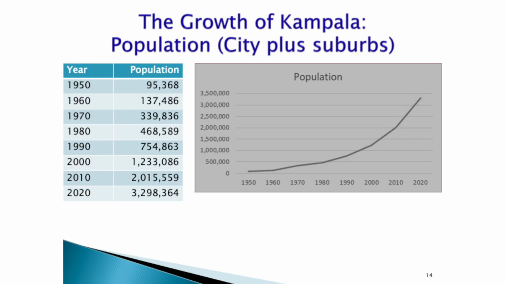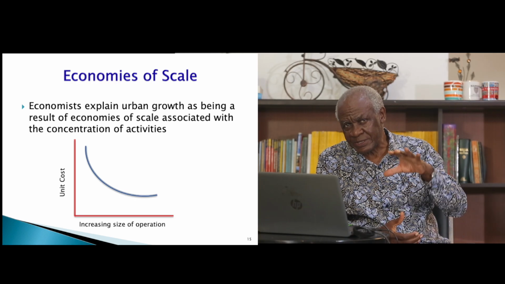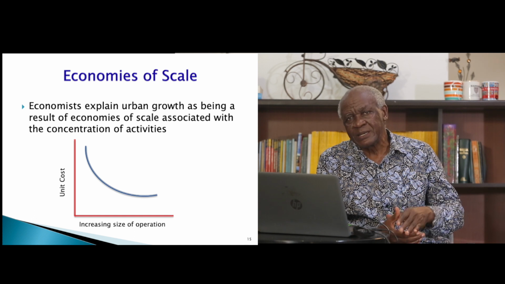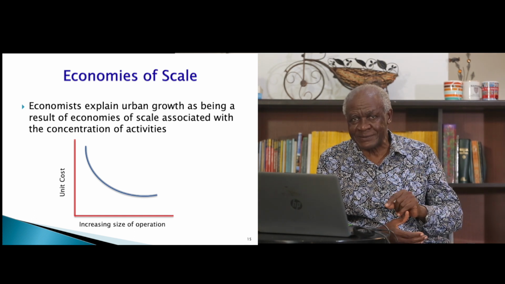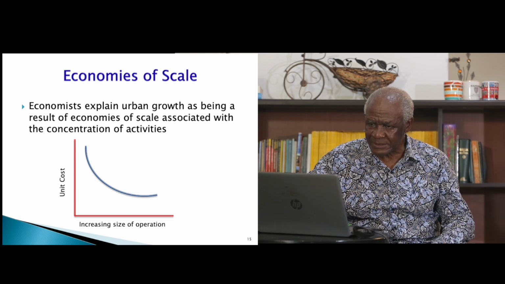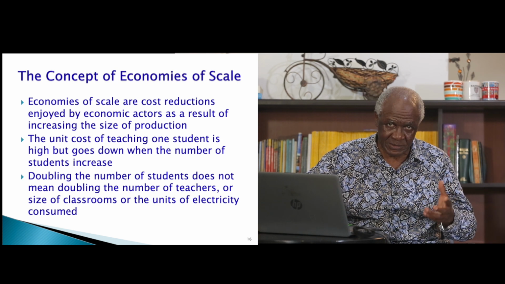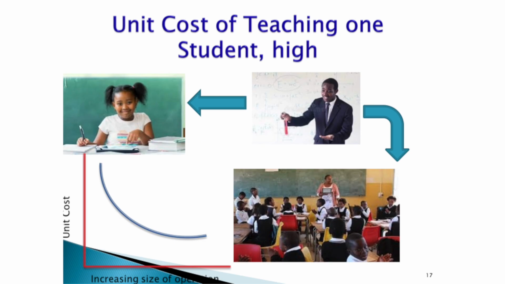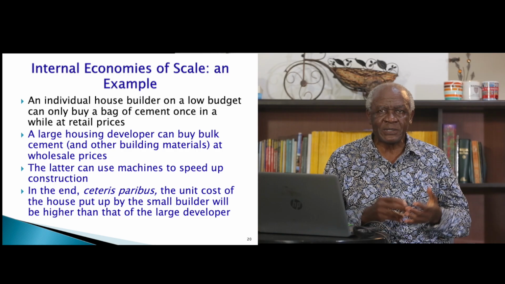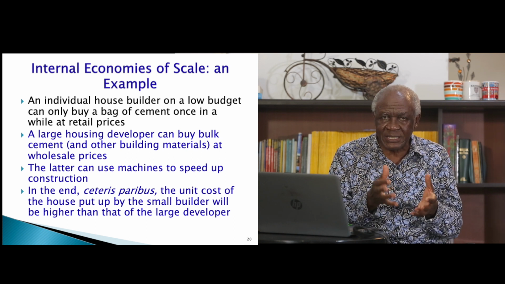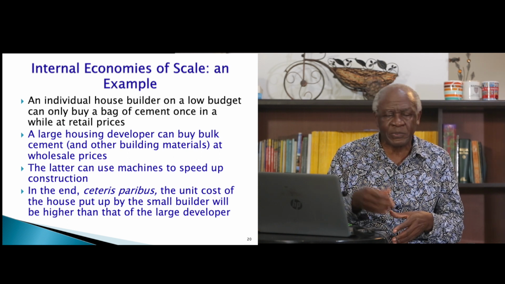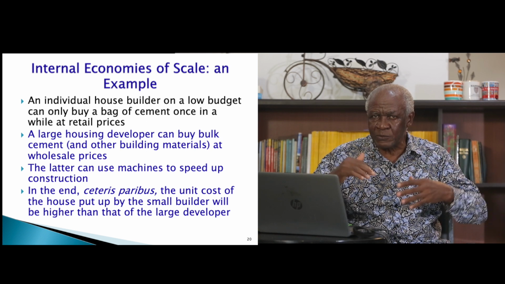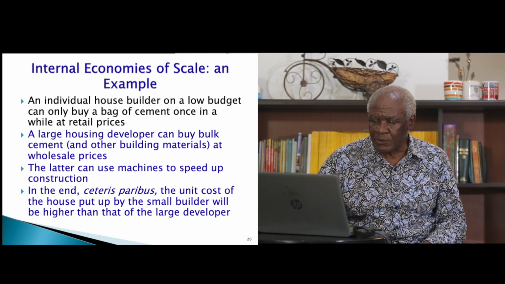This growth is accounted for by economies of scale, according to the economists. Economies of scale are advantages. You are reducing the costs, in terms of unit cost of producing a good or service, as you expand your size. For example, if you have one student and one teacher, the unit cost of teaching will be high. But if the number of students increases, you don't have to double the number of teachers, so the unit cost comes down. Likewise, if somebody is building a house, a small builder building just one buys goods at a very high price. But a large builder will buy goods at a lower price and therefore offer houses at a lower price.